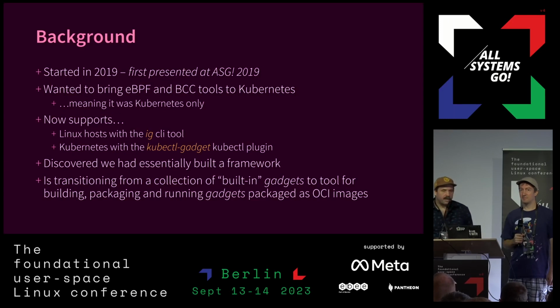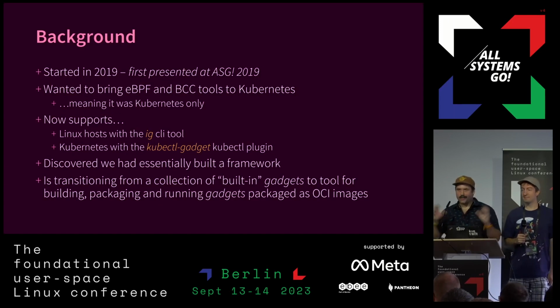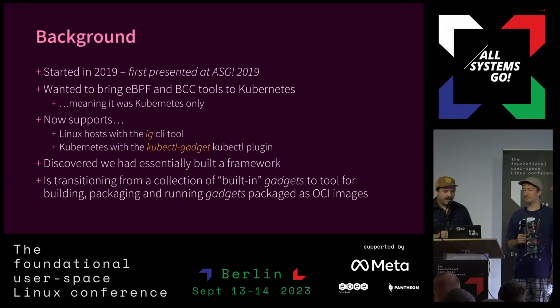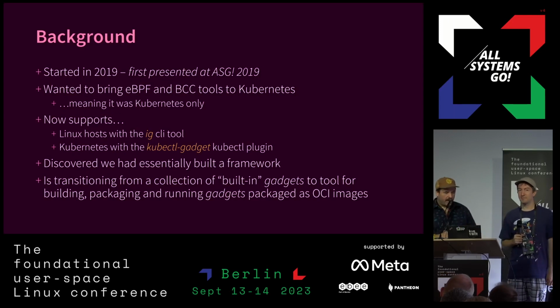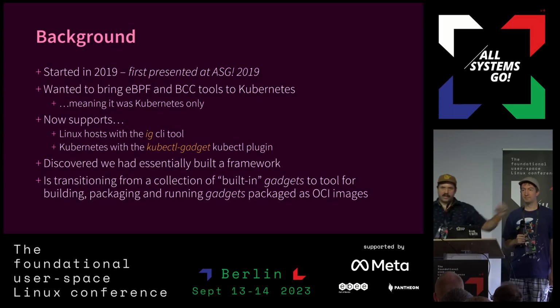Like I said, we started this project in 2019, and we first demoed it at All Systems Go 2019. It seems like forever ago. We initially wanted to bring eBPF and BCC into the Kubernetes world. When you run eBPF programs, there is no concept of a cluster. It just gives you information from the kernel. So initially it only supported Kubernetes. Now we support both Linux host and Kubernetes. We discovered along the way that we were essentially building a framework, because we had a bunch of different eBPF programs and they were all working a little differently. So we created this framework around it.